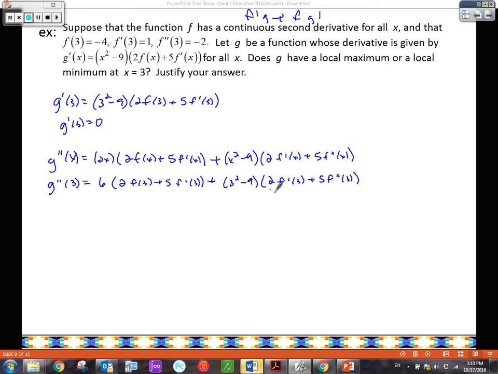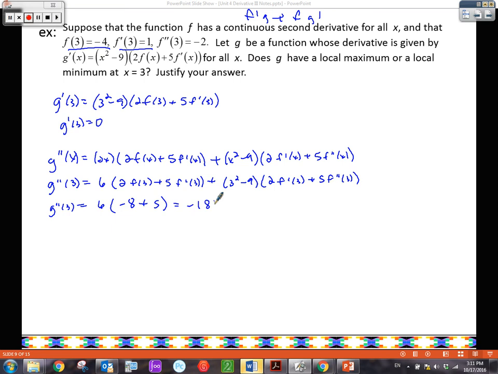Now, can we safely erase all this? Is this all going to be 0? Because I have 9 minus 9, that's 0. These are just regular real numbers, right? We're good. That's all 0. So let's just focus on this part right here. So g double prime of 3 is going to be 6 times, let's see, 2 times f of 3. So f of 3 is negative 4. So 2 times negative 4 is negative 8 plus 5 times f prime of 3. F prime of 3 is 1, and 5 times 1 is 5. Okay, we're getting close. So what is that? Negative 3 times 6, so negative 18.